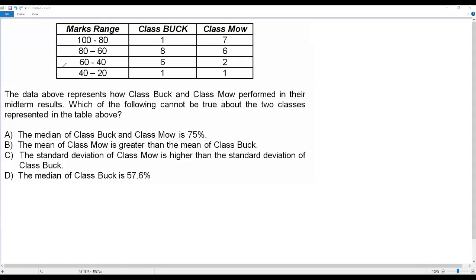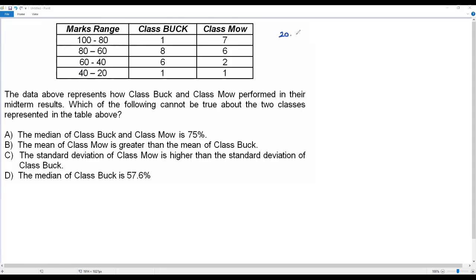Okay, so here when I look at the marks range in the first column, it is in reverse order, that is from greatest to least, that is 100 to 80, 80 to 60. So usually when we write the data in a table, we'll write these values from least to greatest. So for our convenience, we can write the marks range from least to greatest. That is, we have to write this one first.